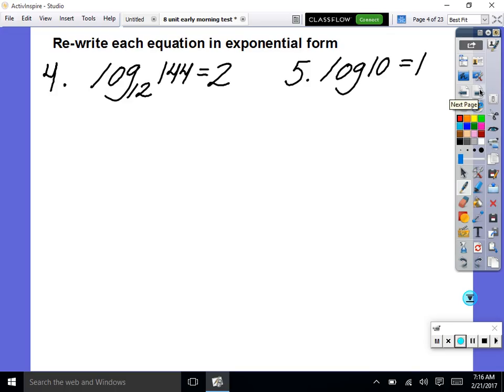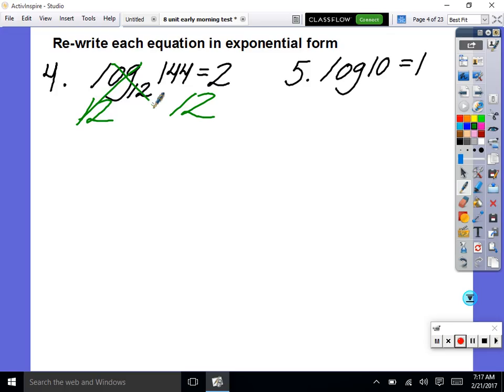Okay, number 4 and 5 say rewrite each equation in exponential form. So right now it's in log form, and notice that we're not solving because it's already solved. Like we have an equal sign that equals 2. Rewriting it as an exponential. So log to the base 12, to write it as an exponential is base 12.